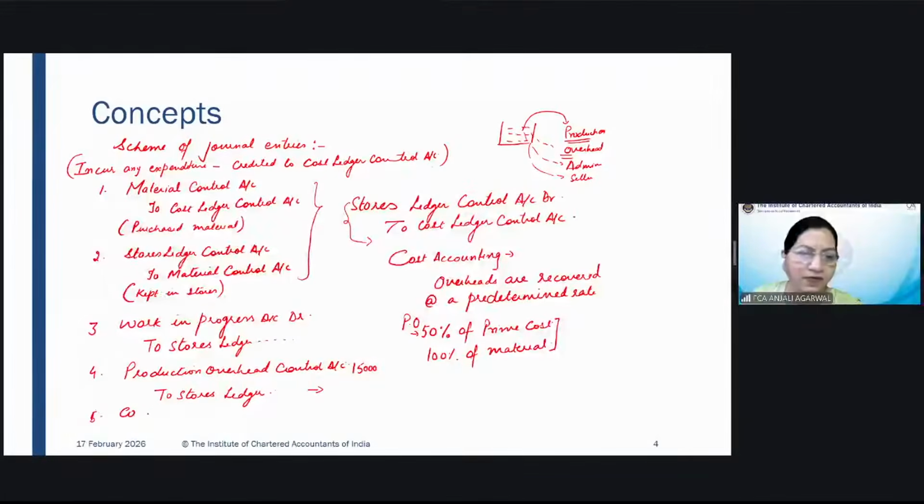Cost ledger control account debit and stores ledger. So the goods are moving back from stores to vendor. So stores will be credited. So this is when goods are returned.